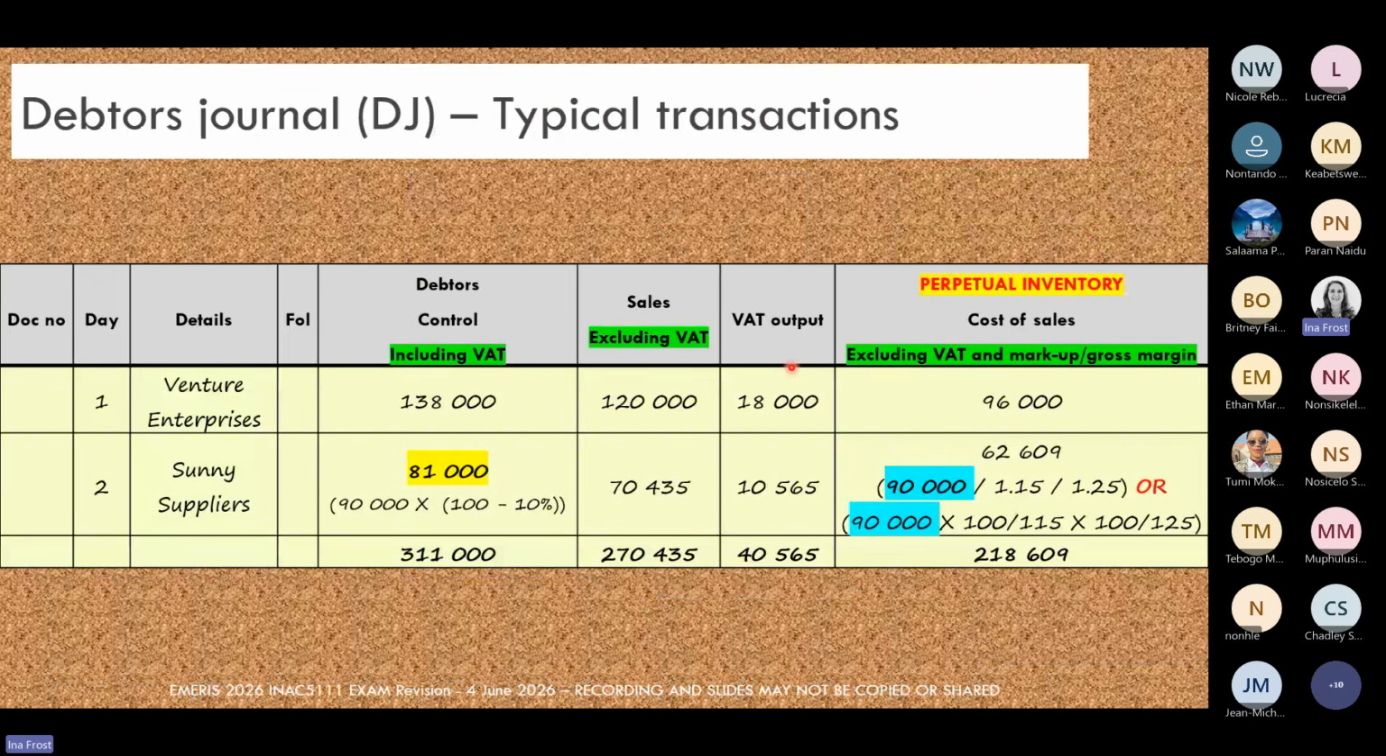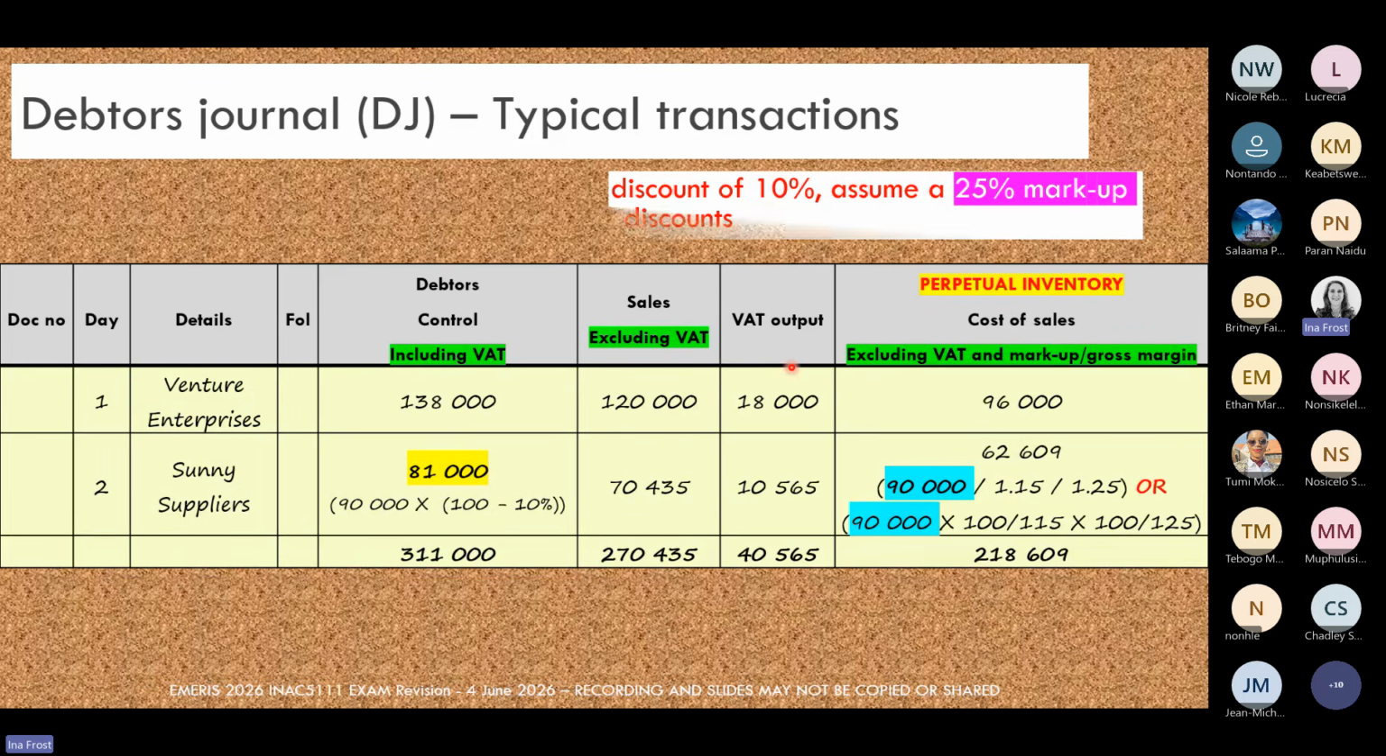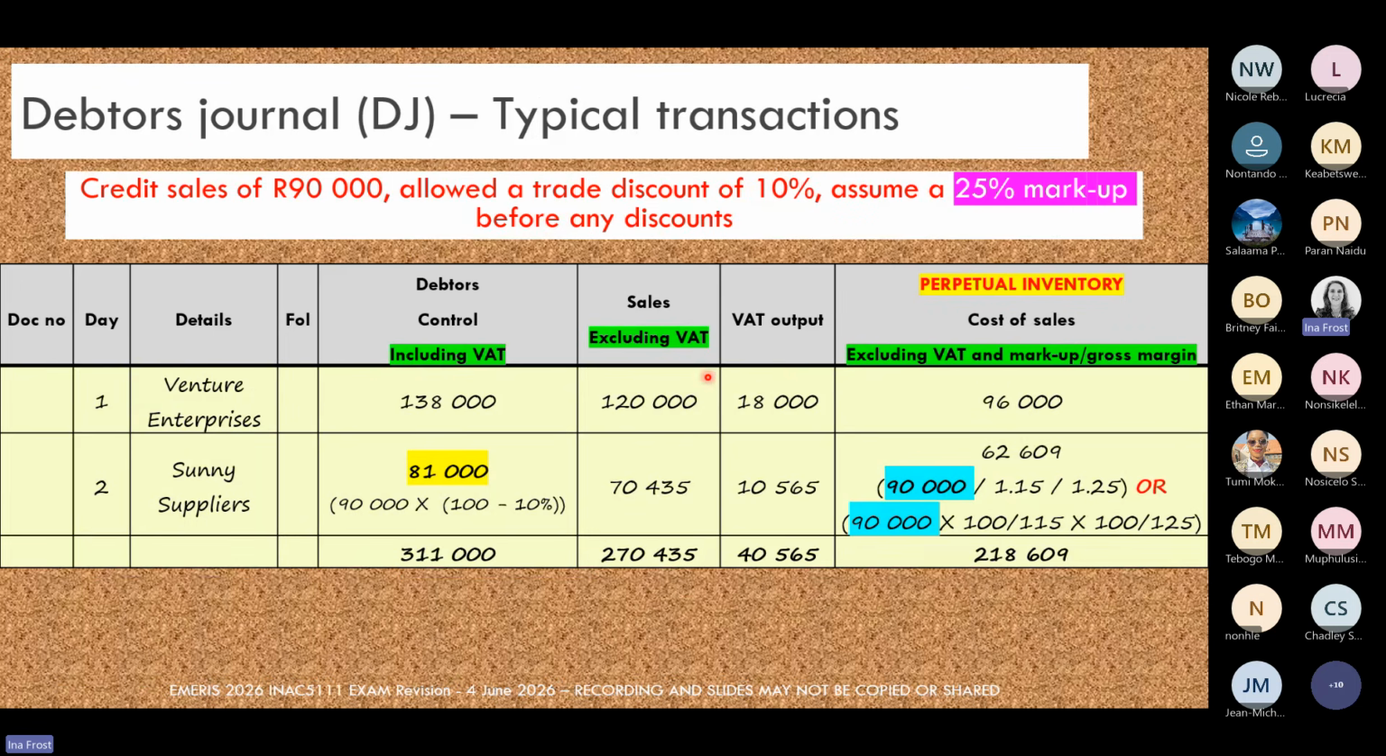So here is a completed Debtors Journal. And this is your typical transactions. We've had 2 credit sales in this example, and we recorded them in our Debtors Journal. The one I want us to look at specifically is that second entry, this one here. Here's the description: we had a credit sale of 90,000 rands, and we gave a trade discount of 10% on this particular sale, and we use a 25% markup.